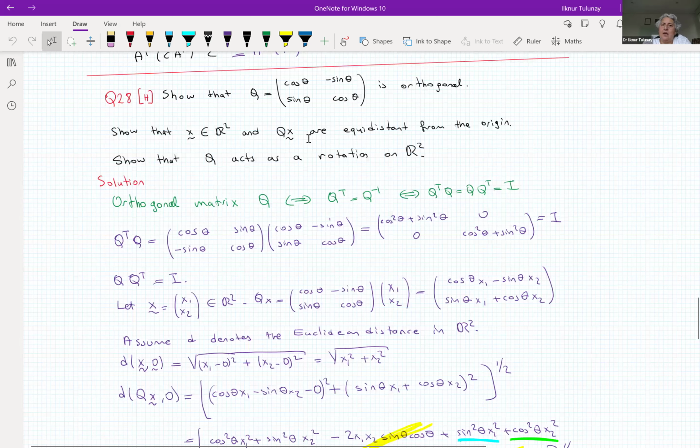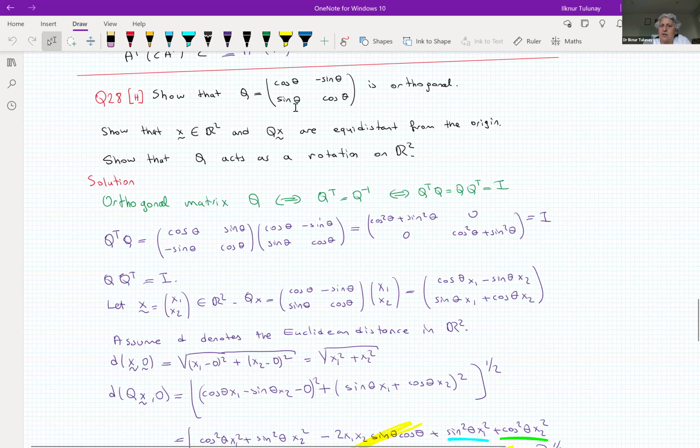Let's solve it. We have a matrix Q with entries cosine theta, minus sine theta, sine theta, cosine theta. And we would like to prove that this matrix is an orthogonal matrix. And then we would like to show that for any vector x in R2, the distances from x to the origin and from Qx to the origin are exactly the same value. And thirdly, we would like to show that Q acts as a rotation on R2.